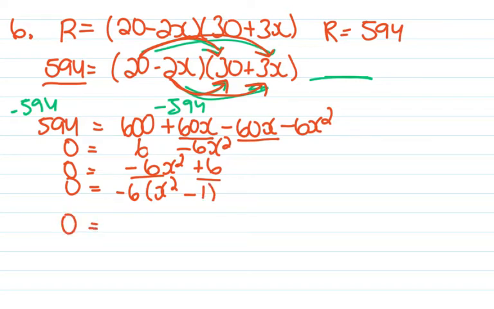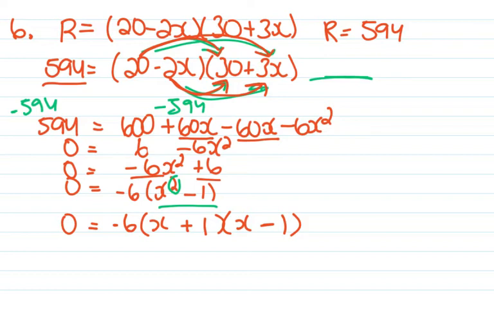Now, this is not factored yet because I still have a squared there. So in order to factor this more, this is a special situation where this is actually a difference of squares, because I could take the square root of x squared, which would be x, put it in each bracket, and then I could take the square root of 1, which would be 1, and then add 1 and subtract 1. So my completely factored equation is 0 equals negative 6 times (x plus 1) times (x minus 1).